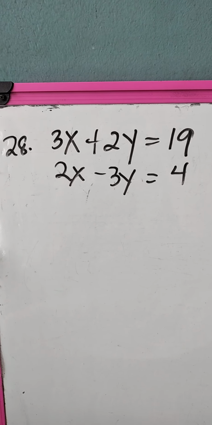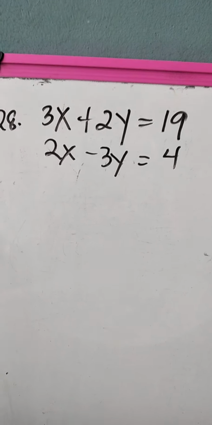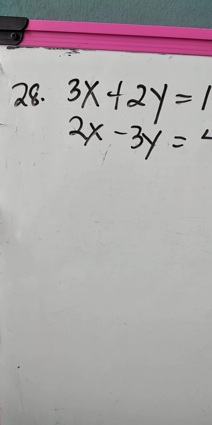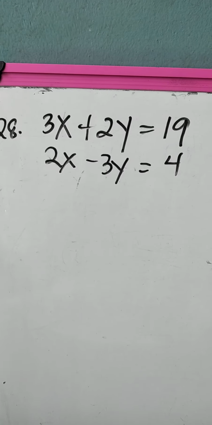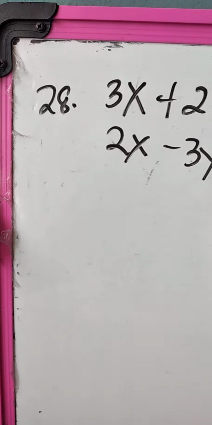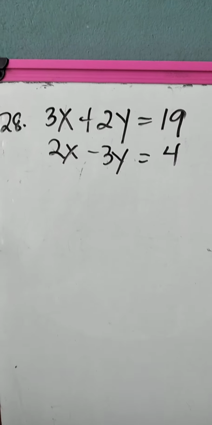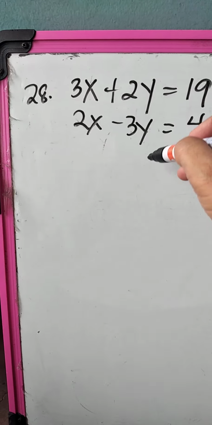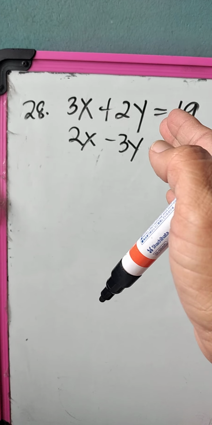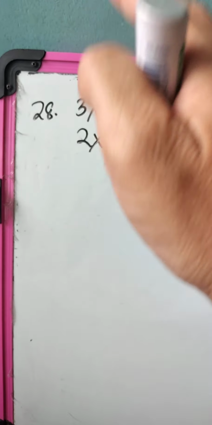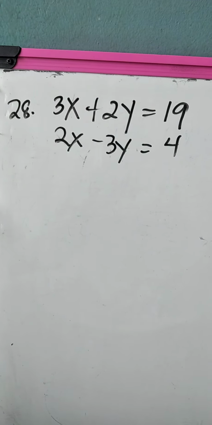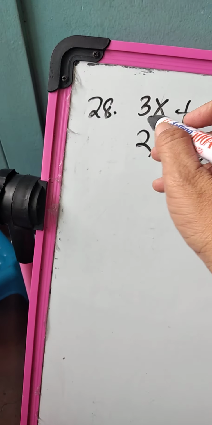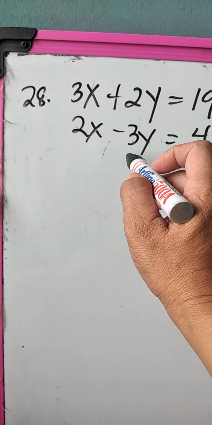Okay, here is now the answer to the practice exercise that I gave you. On that page, in number 28: 3x plus 2y equals 19 and 2x minus 3y equals 4. If you notice, none of these variables, the x's and the y's, has 1 as a numerical coefficient. There's no x or y alone. It's more than 1. Here it's 3, 2, here it's 2, and here is negative 3.